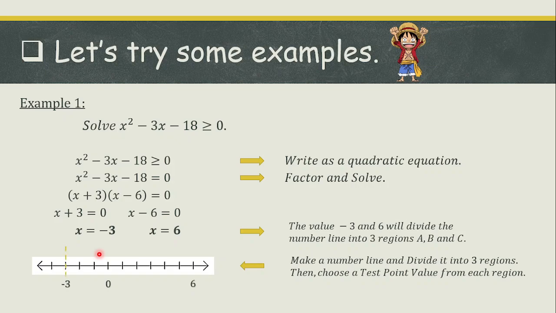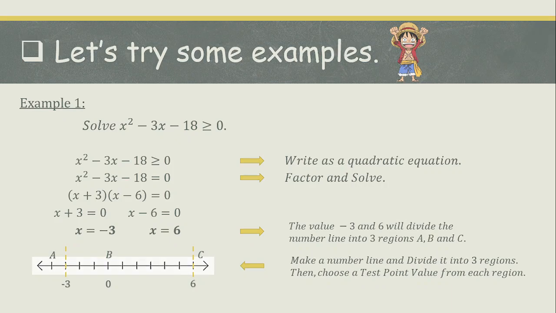After that, lalagyan nyo siya ng borderline. Then dyan sa borderline class, nahati na natin yung number line into three regions, so region A, B, and C. Again class, ulitin ko, yung paglagay ng regions is from left to right. So yung A, nasa left side siya or nasa negative side ng number line. Si B, nasa gitna ng dalawang points. And si C, nasa unahan.